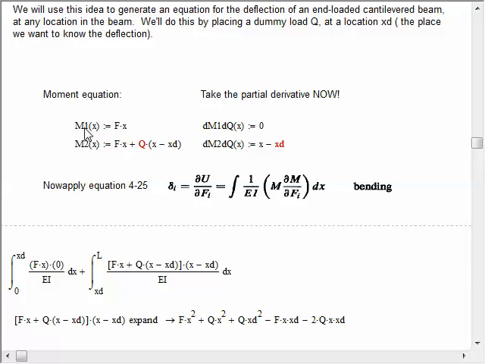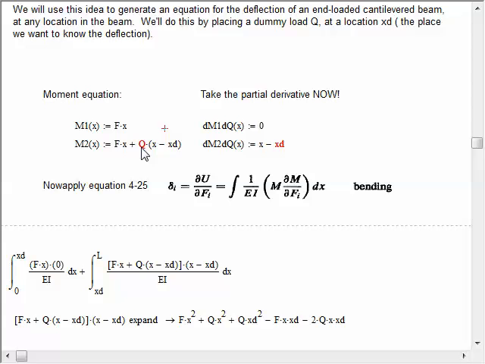In region 1, I create a quantity called M1, and it is just F times x. In region 2, I have a moment called M2, and it's Fx plus q times (x minus xd), just as I said. Notice both of these terms are positive.